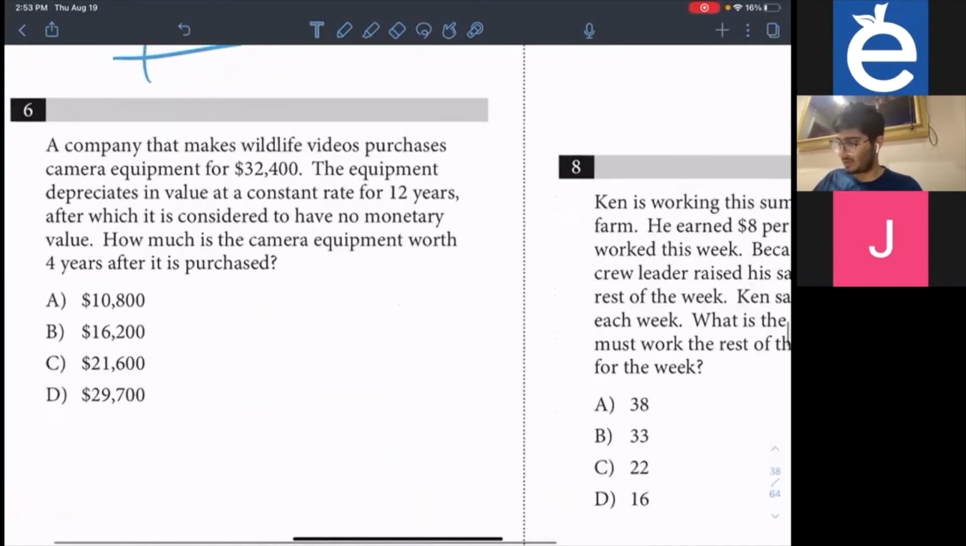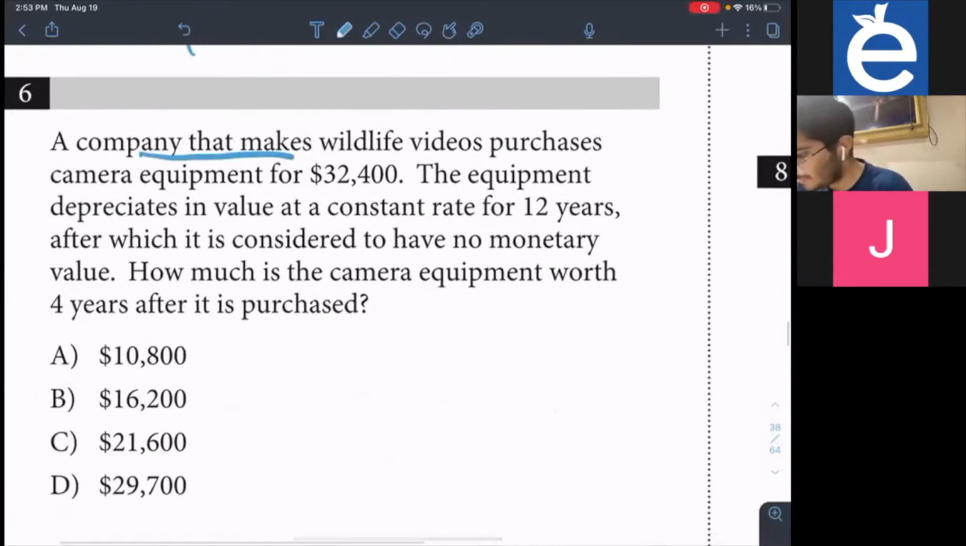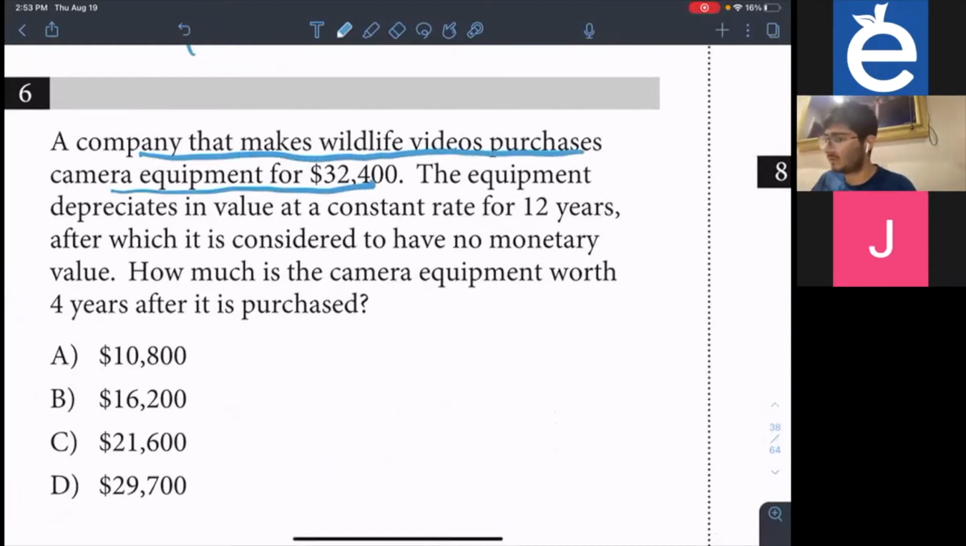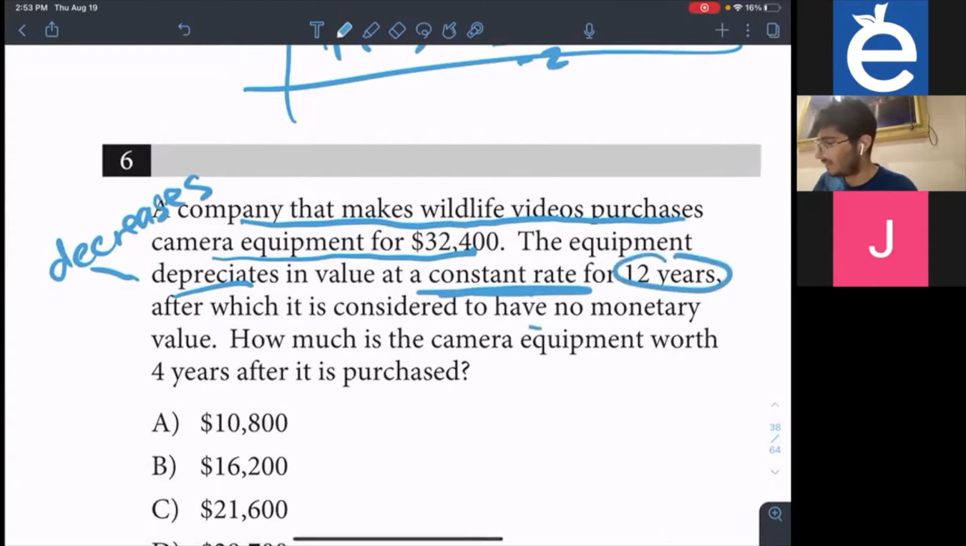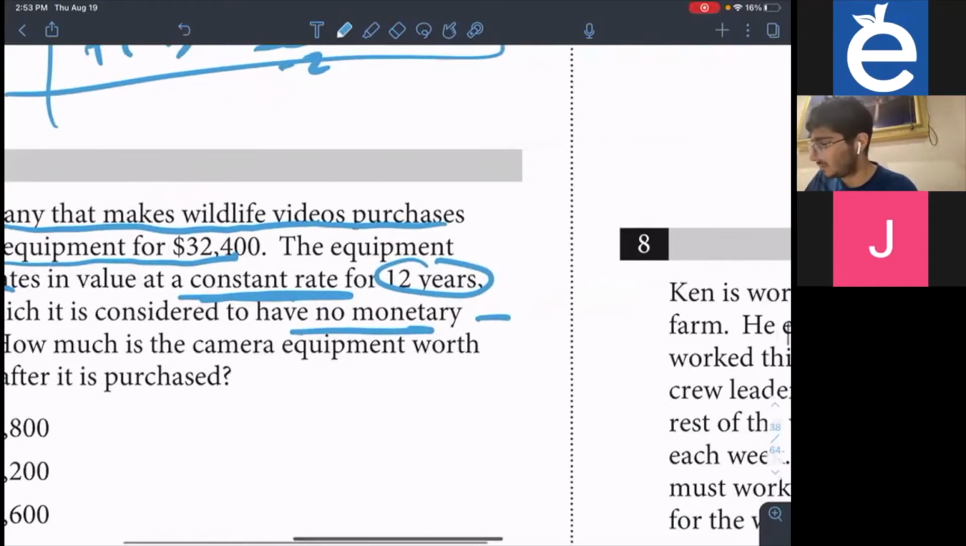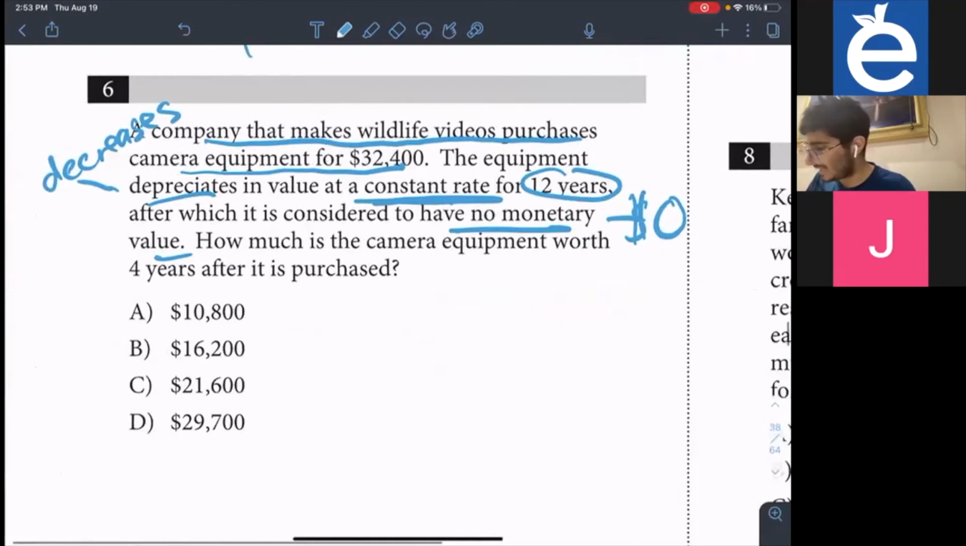Next, question 6. A company that makes wildlife videos purchases camera equipment for $32,400. Equipment depreciates, which means it decreases in value at a constant rate for 12 years, after which it is considered to have no monetary value, which means it's $0. How much is the camera equipment worth 4 years after it is purchased?